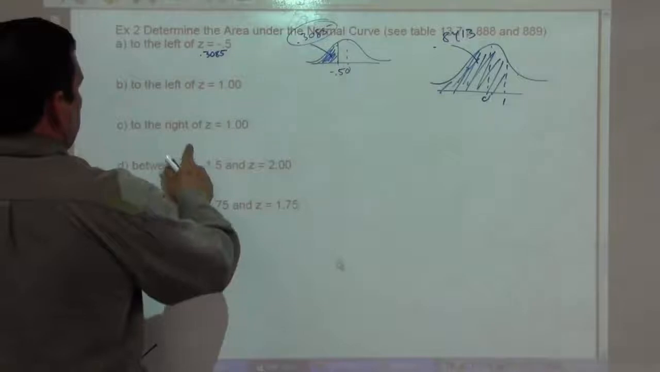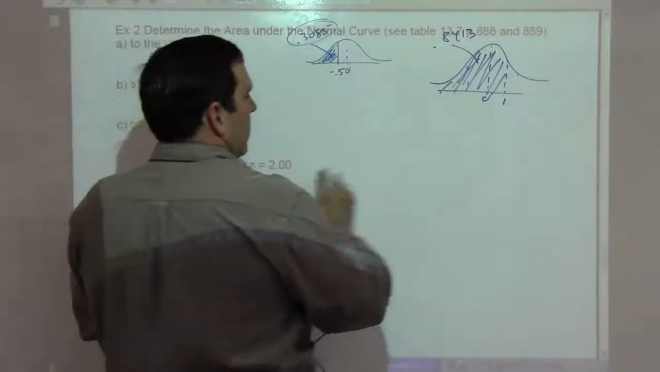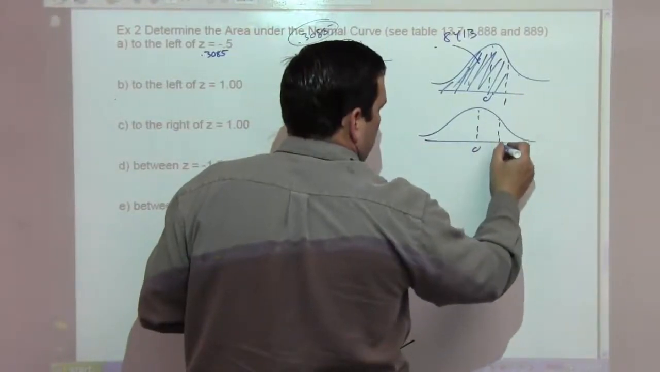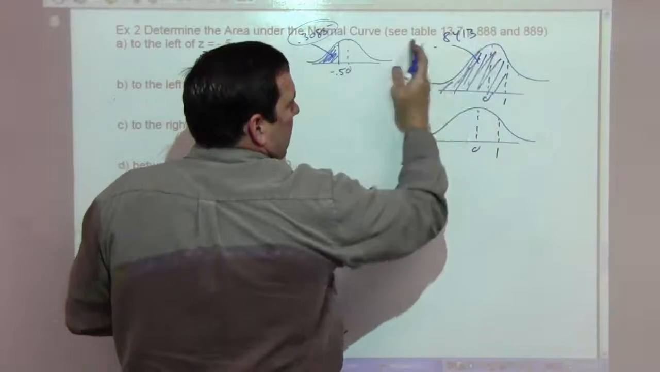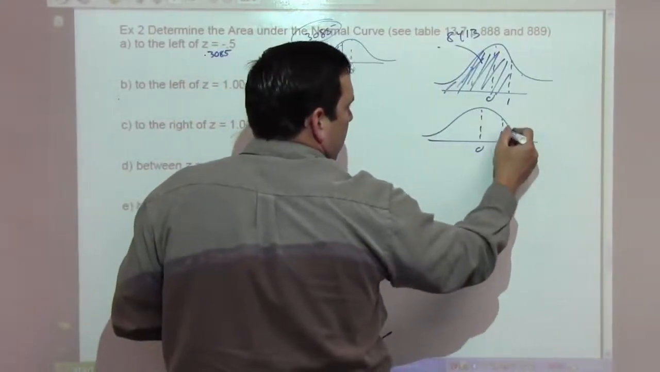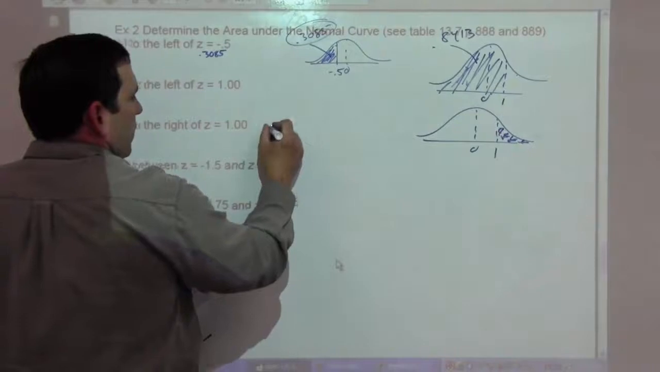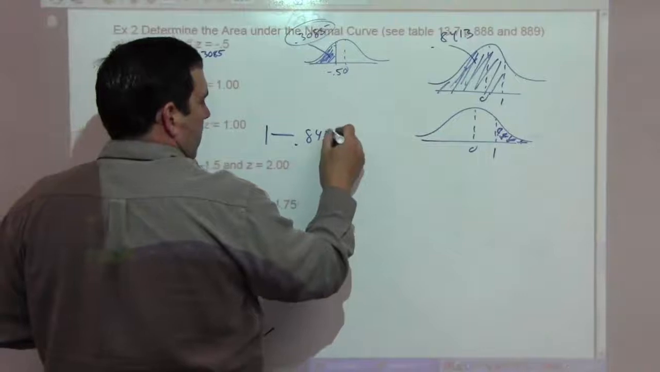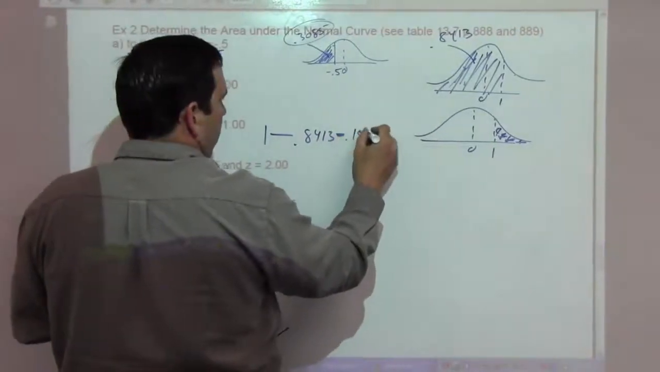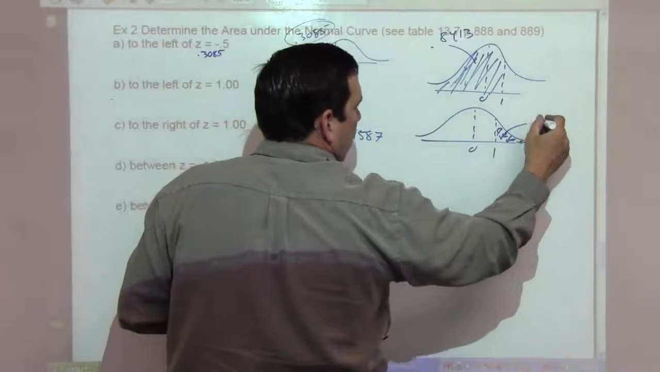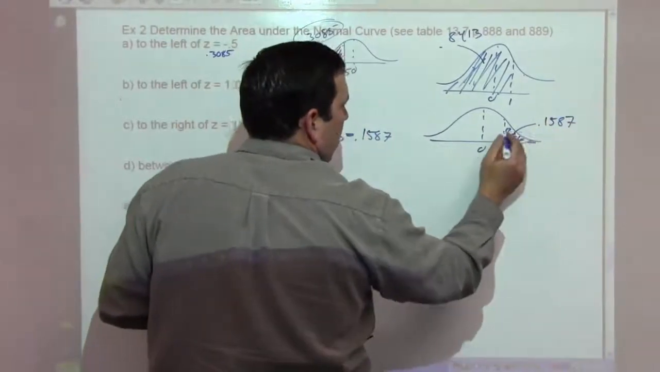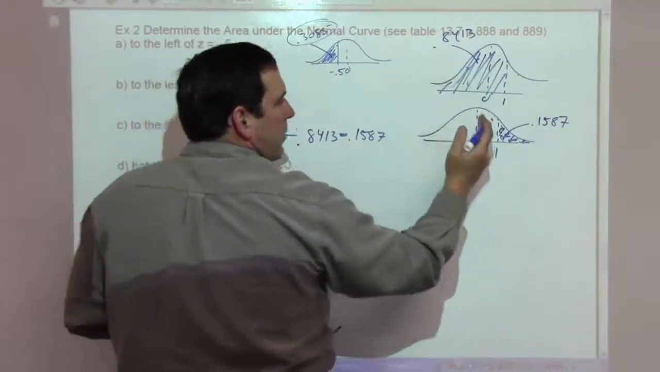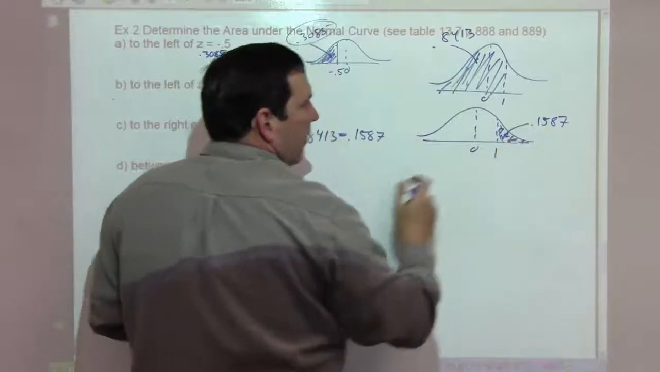The next one talks about being to the right of 1.00. Here's our curve, here's 0, here's 1. The previous problem talked about being to the left of that. Now what if we're to the right of that? How do we get that? Well, the total area under the curve is 1. So 1 minus this other part is going to be 0.1587. So the region to the right of the 1 is 0.1587. To the left is 0.8413, which we found from the table. So to the right, we do 1 minus that value to get 0.1587.